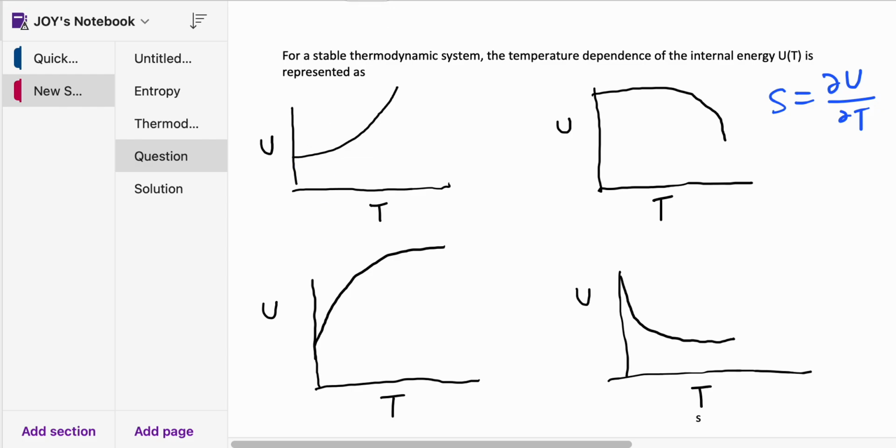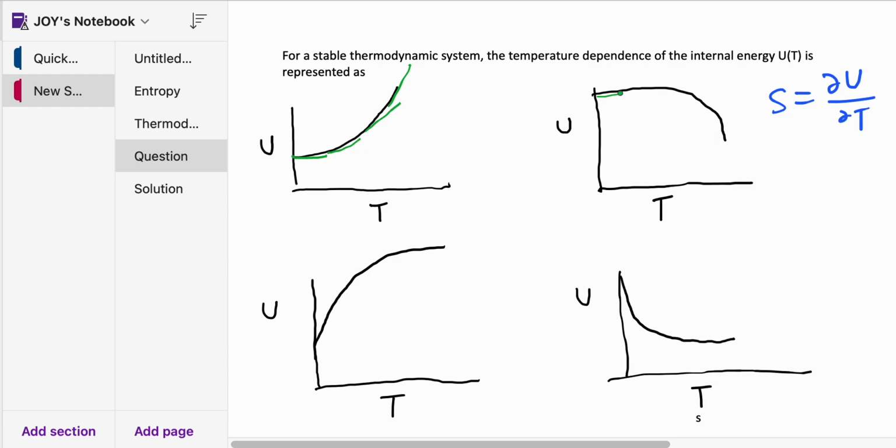Here, what is the slope? The slope is 0 here, because you can see that the slope at this point is 0, at this point is increasing, at this point is increasing, at this point is increasing. So in this curve the entropy is always positive and increasing with time. So this is the stable configuration. Now let's check whether these other U versus T curves also represent a stable thermodynamic system or not, for pedagogical purposes.